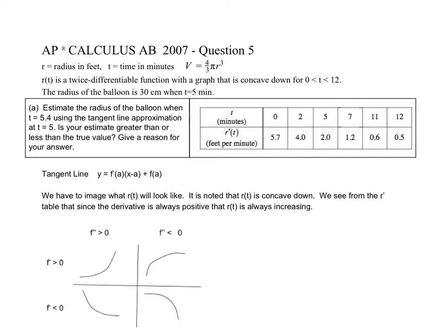Okay, so it's 2007 question 5, and what I've done is cut and pasted out the key elements of it, and also set it up so it's a little bit more user-friendly. So the first question is: estimate the radius of the balloon when t equals 5.4 seconds using the tangent line approximation at t equals 5. Is your estimate greater or less than the true value? Give a reason for your answer.